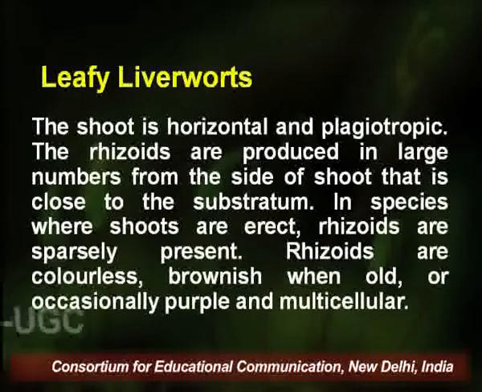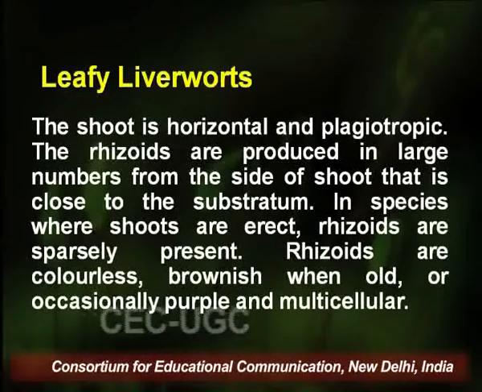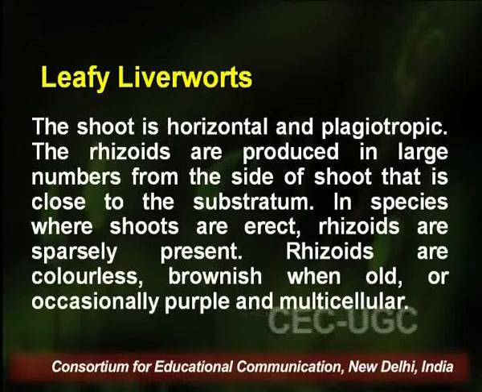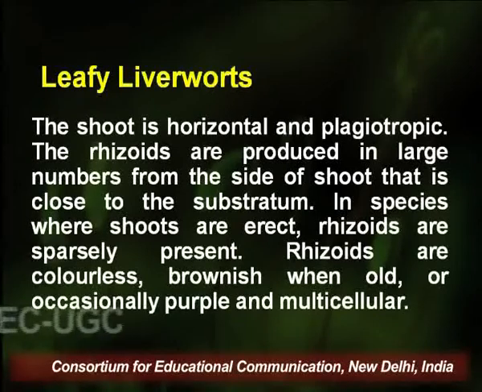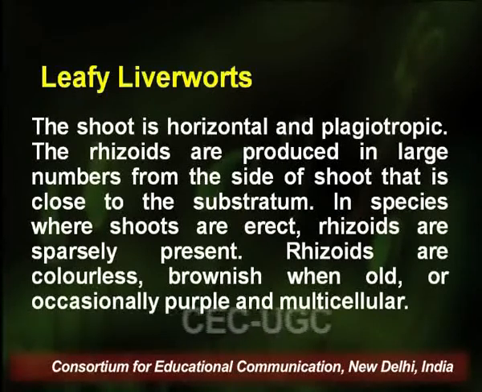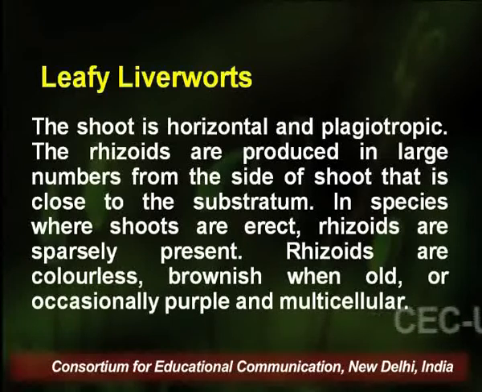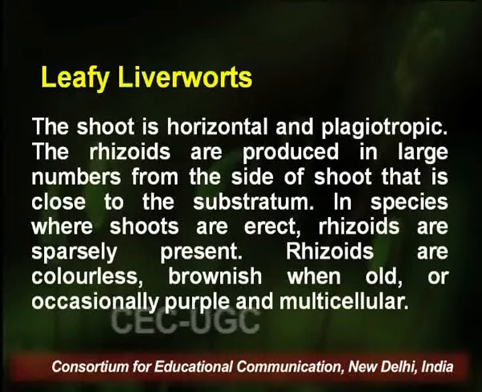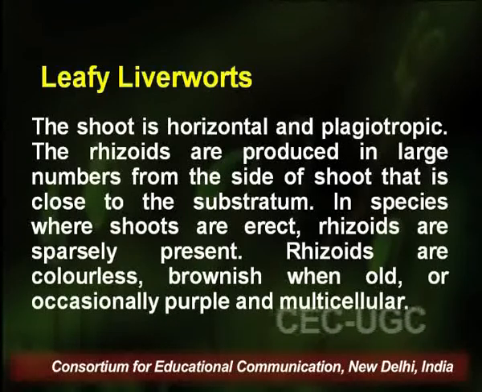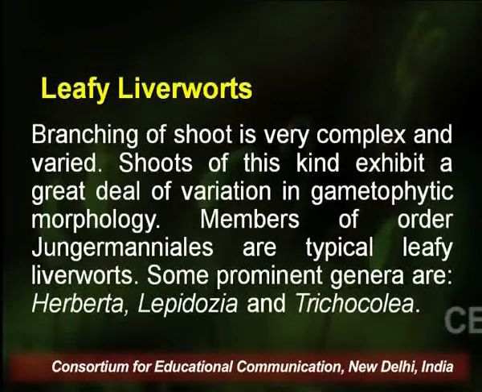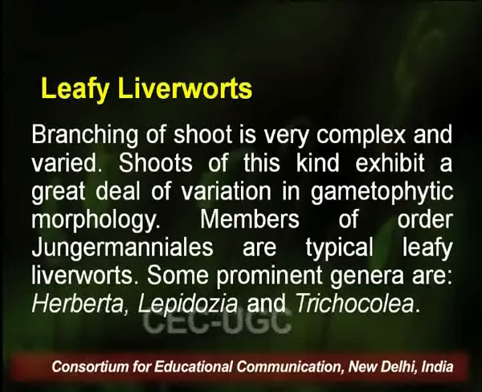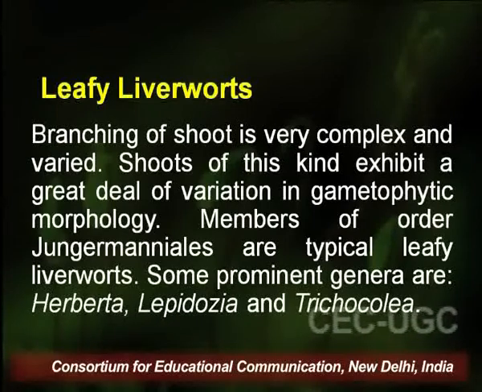The shoots are horizontal and plesiotropic. The rhizoids are produced in large numbers from the side of the shoot that is close to the substratum. In species where shoots are erect, rhizoids are sparsely present. Rhizoids are colorless, brownish when old, or occasionally purple, and multicellular. Branching of the shoot is very complex and varied. Shoots of this kind exhibit a great deal of variation in gametophytic morphology.